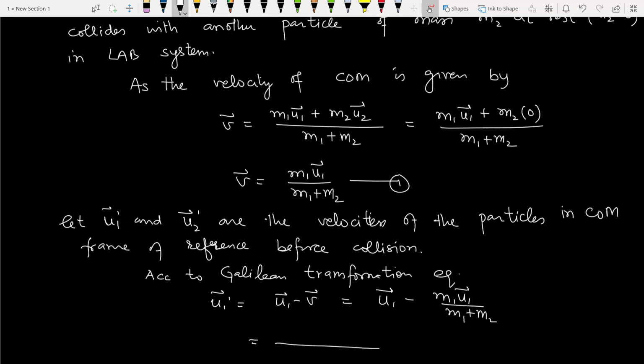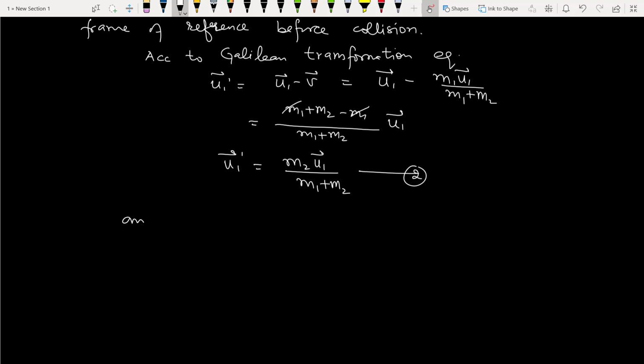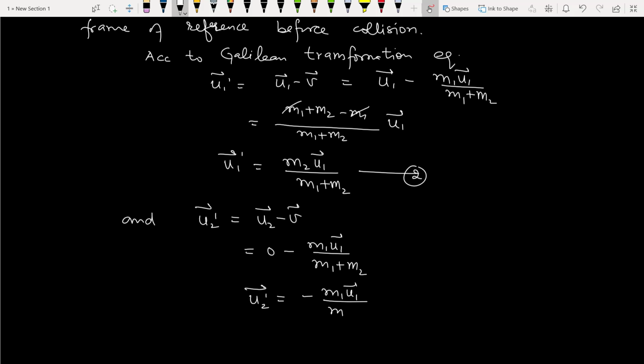So if we solve this, u1 is common, m1 plus m2 minus m1, this cancels, so u1 dash will be m2 u1 upon m1 plus m2, and u2 dash will be u2 minus v, so it is 0 minus m1 u1 upon m1 plus m2, so u2 dash will be minus m1 u1 upon m1 plus m2.